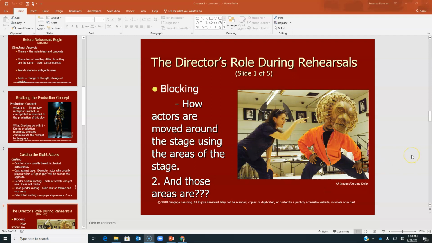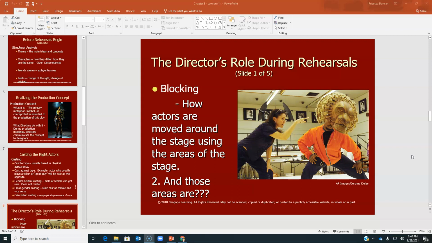Hi, this is Mrs. Duncan, and we're continuing our study of Chapter 8, looking at the director's role in a play. Without a director, it would be very unorganized. It wouldn't really come to life. It's super important.